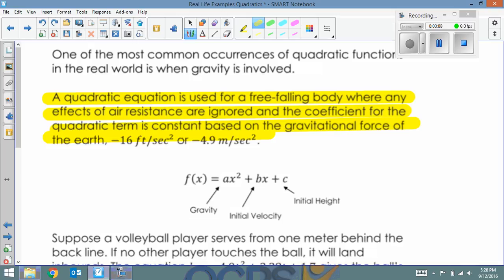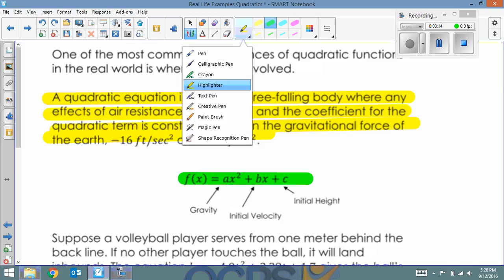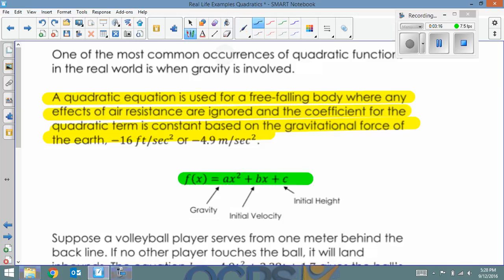This function right here, f of x equals ax squared plus bx plus c, this is the standard form of quadratic functions. A stands for gravity, b stands for the initial velocity, c stands for the initial height.